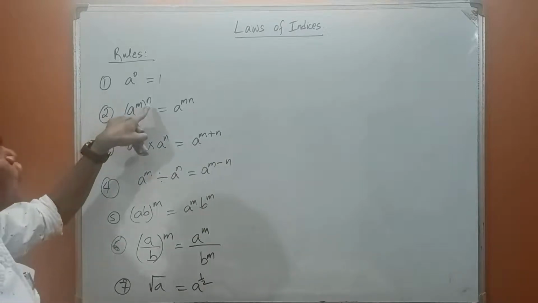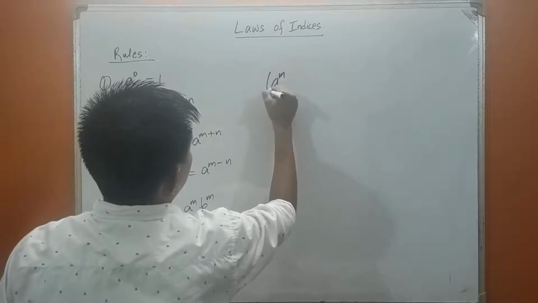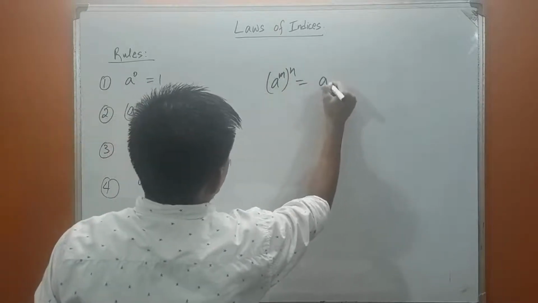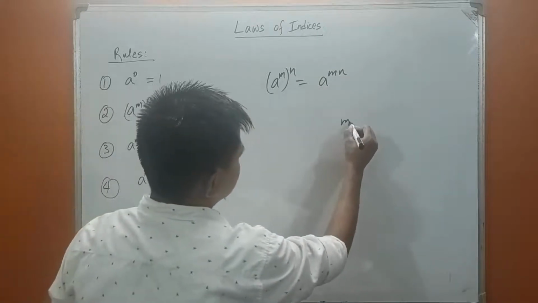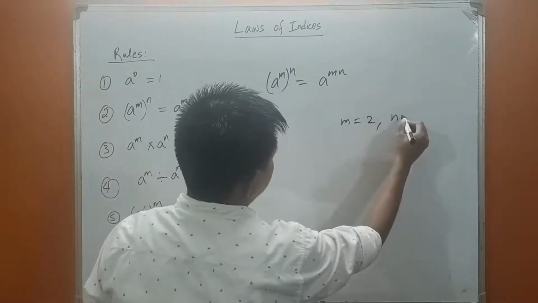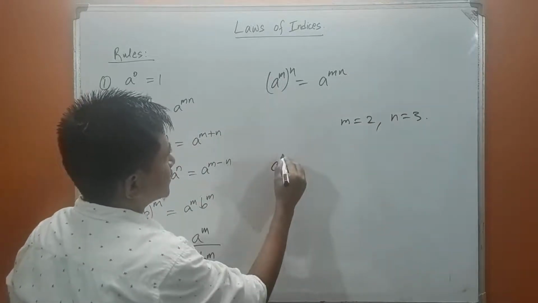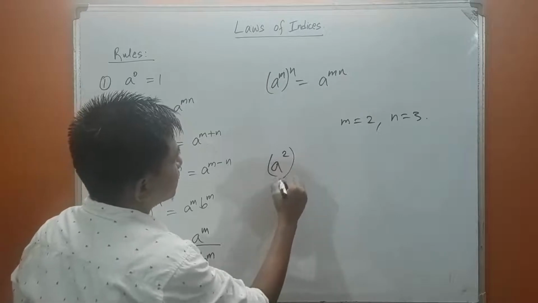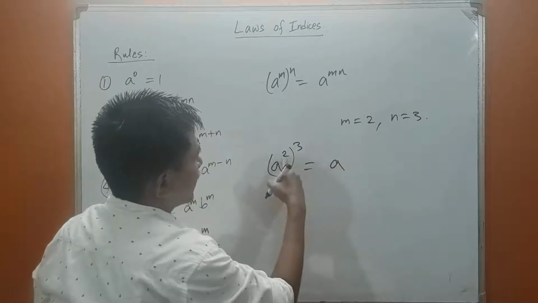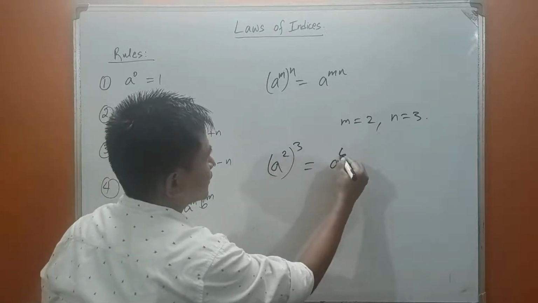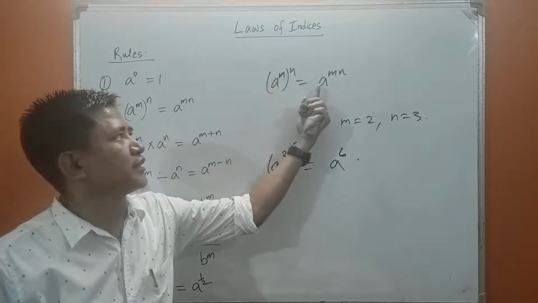(a to the power m) whole to the power n equals a to the power mn. Let us suppose the value of m equals 2 and the value of n equals 3. Suppose a to the power m means a to the power 2, whole to the power n means 3. This gives us a to the power mn, 2 times 3 is 6.